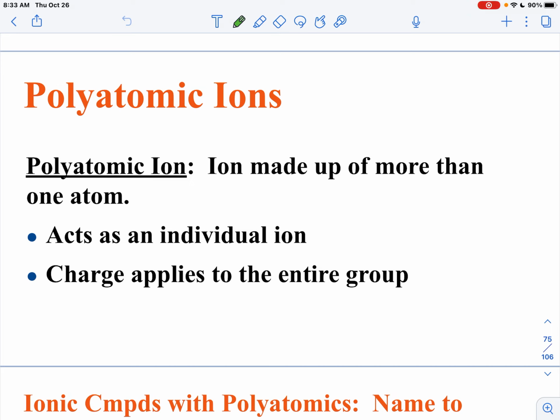So a polyatomic ion is an ion made up of more than one atom, and they act as one. The charge on them applies to the entire group. For example, one of them is carbonate. Carbonate is CO3, and the charge on that entire group is 2-. So this acts as one thing. You do not split this up. You keep it together. The charge will crisscross, and then whatever it's bonded to, that subscript will go on this entire group. I'll show you how to do that.